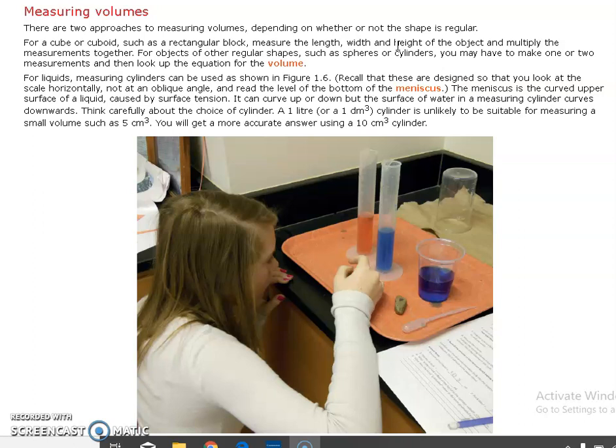For a cube or cuboid, which is a regular shaped object, that is, a rectangular block, to measure its volume we have to measure its length, breadth, and height. That is, length, width, and height. We have to multiply them together. For a regular shaped object, volume will be length into breadth into height. For objects of other regular shapes such as a sphere or cylinder, you may have to make one or two measurements and look up the equations for volume.